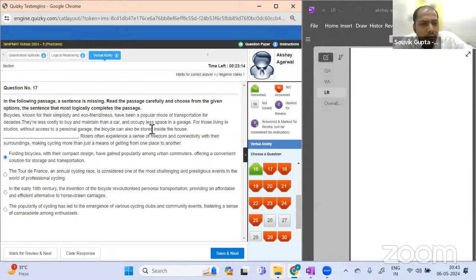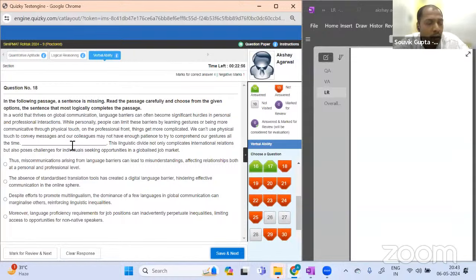Think it can show without access to the game of offering an invent solution for. But a community is folding a solution for storage and transportation was actually not required. I think D should be the correct answer. Because how does it relate with the last line?